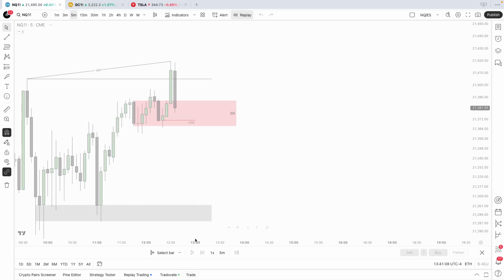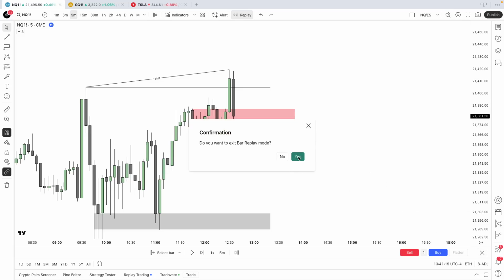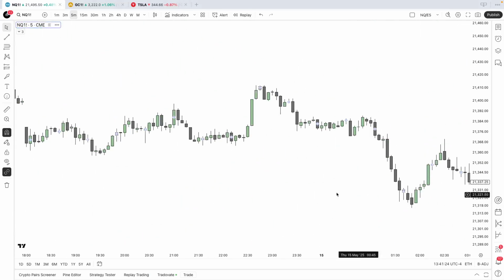So I'm just going to let that play out, and the screen is just lagging a little bit here, so I apologize in advance here. But what do we notice with this trade setup? And I'm going to exit the replay tool here just because it looks like it doesn't want to work right now, but let's just look at that short setup on Wednesday anyways.